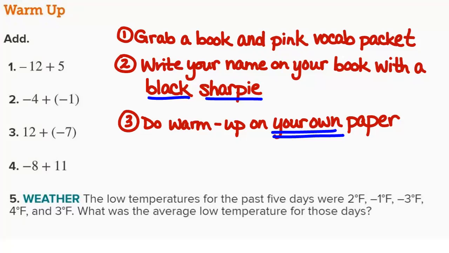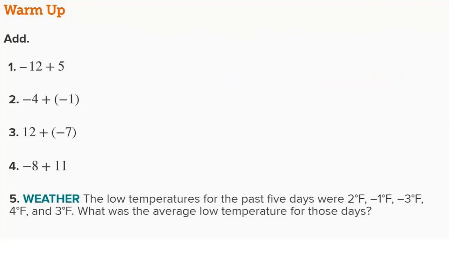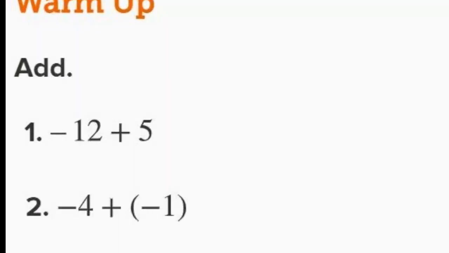All right, let's go ahead and talk our way through these, and then we will dig into notes in your book. I'm going to clear out what we've got here. So if I do negative 12 plus 5, what does that come out to be? Negative 7.